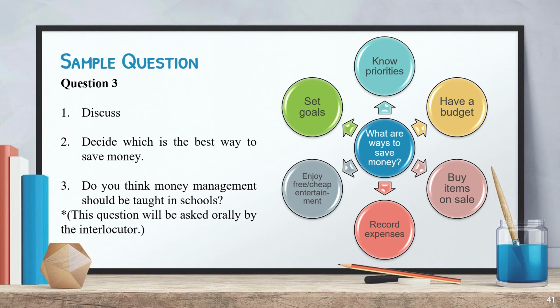You want to start on set goals first? Fine. If you want to start on record expenses first, it's okay. You and your partner decide which one you want to start on, who is going to start first, and which points you are each going to cover. And then you decide which is the best way. And then the broader question here, or the hot question: do you think money management should be taught in school? Here, you have to understand what you mean by money management. And then you have to explain.